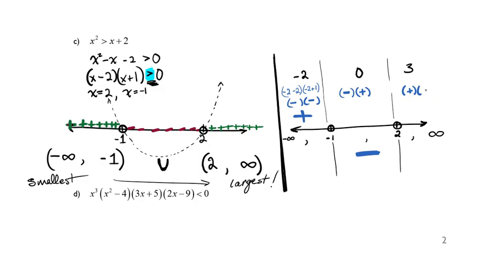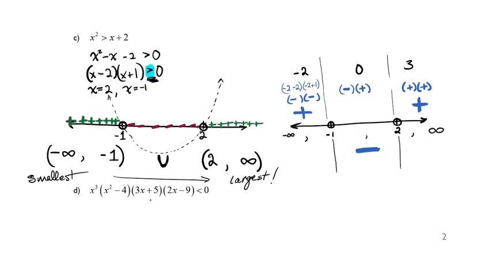3 plus 1 is positive, and that gives me an overall positive product. Now, the interval will again be exactly the same, and you can use either method. I don't mind. I just want to give you the option of either one.